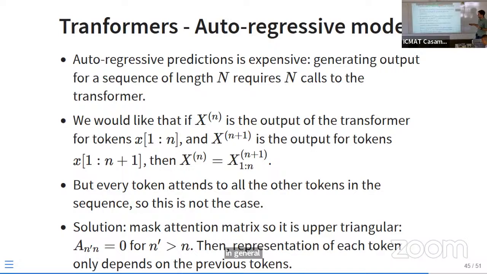The solution is very simple. We can mask the attention. We will set the attention matrix to be upper triangular. That means that for every n' greater than n, the attention is going to be 0. That is, a word farther away in the sequence won't affect the representation of a word that precedes it, okay?